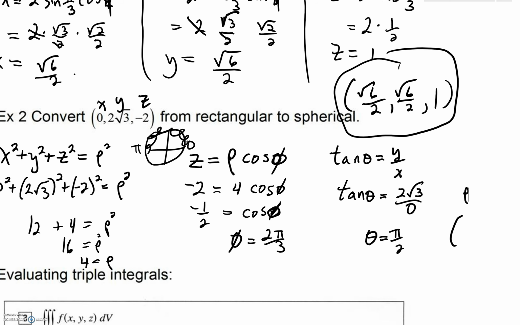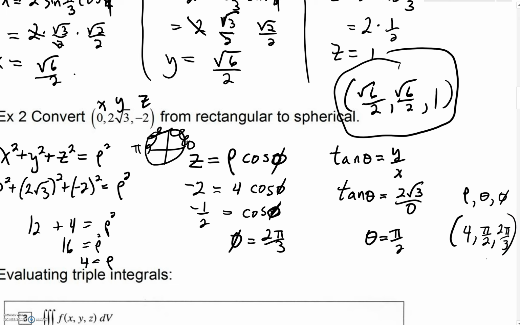Multivariable calculus, we're back in 15.9, part 2. Just finishing this problem. We had found all the parts, our rho, theta, and phi. So the answer that we would be writing down, of course, would be this.